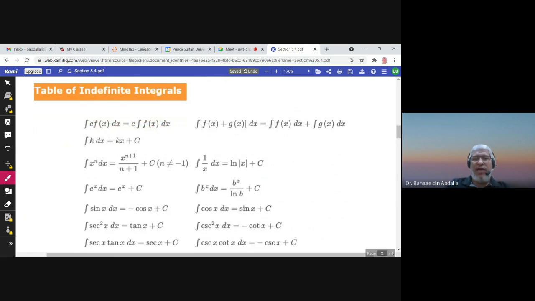So we can have now formulas to find the indefinite integrals. First, if c is a constant and this is f of x, these two rules, we studied them for the definite integral, and they are still true here for the indefinite integral. You can take the constant out if you have c multiplied by f of x, and you can distribute the indefinite integral if there is a plus or a minus, okay?